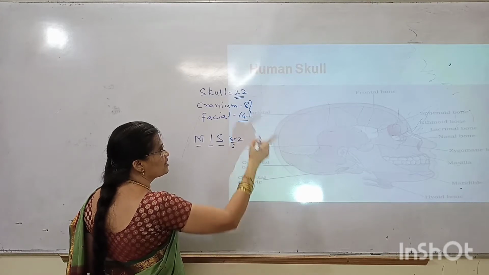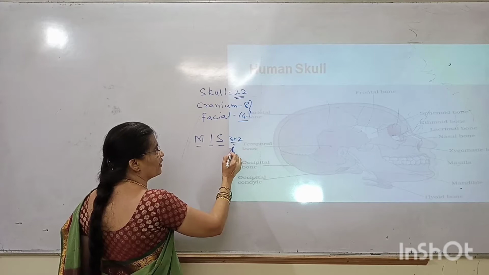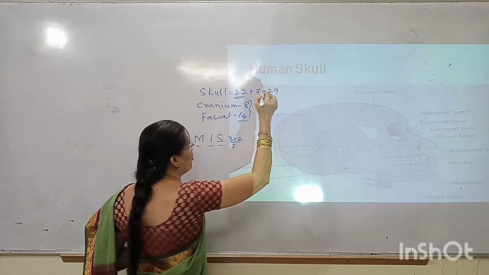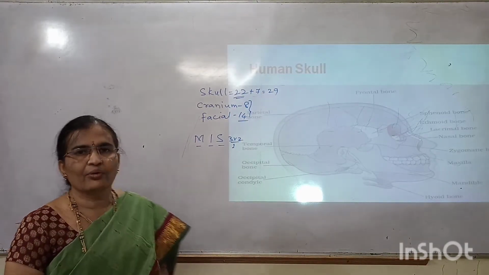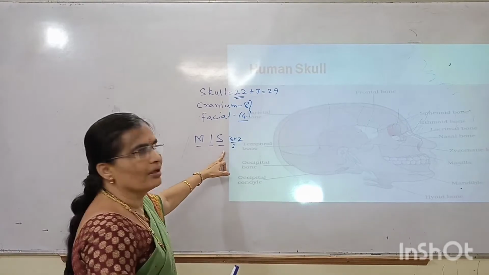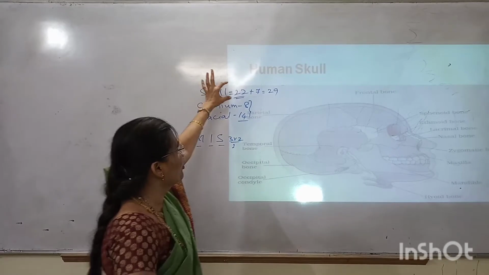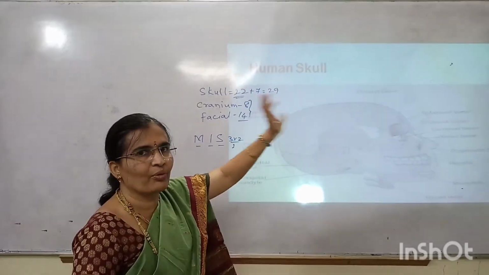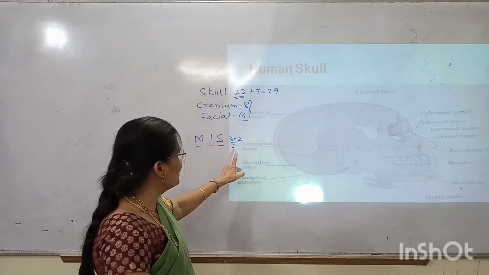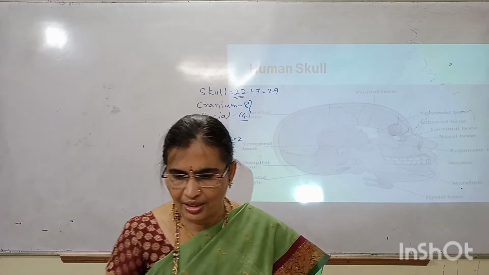So how many are there now? Totally in the skull region, 22 plus 6 plus 1, that means 22 plus 7. Totally 29 bones will be there. If we do not consider the ear ossicles and hyoid bone, skull bones are 22 in number. If we consider the ear ossicles and hyoid bone, it will be 29. Try to remember this.